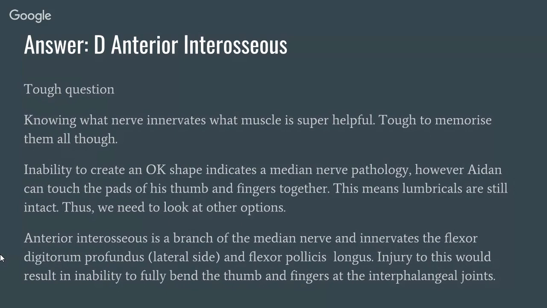But when you have an inability to create an OK shape, this usually indicates a median nerve pathology. However, in the question, Aiden was able to touch the pads of his thumb and fingers together. So this means that your lumbricals are still able to do this kind of motion. Any questions? Are you guys following? Yeah, I'll take that as a yes.